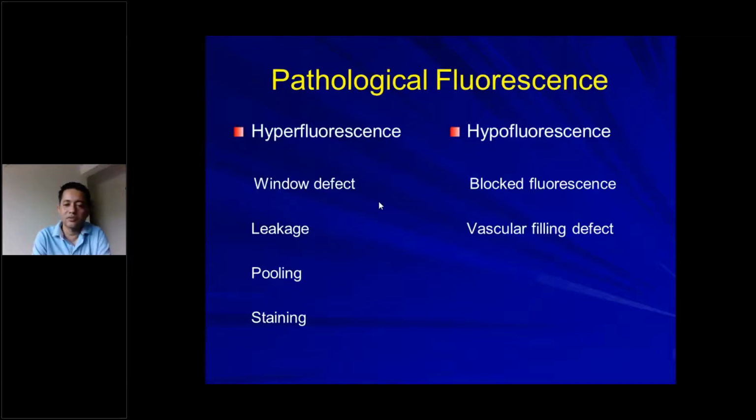And the other is obviously the vascular filling defect, and what it really means is the blood flow is blocked, and hence our sodium fluorescein that is flowing through the blood is not able to reach that area.